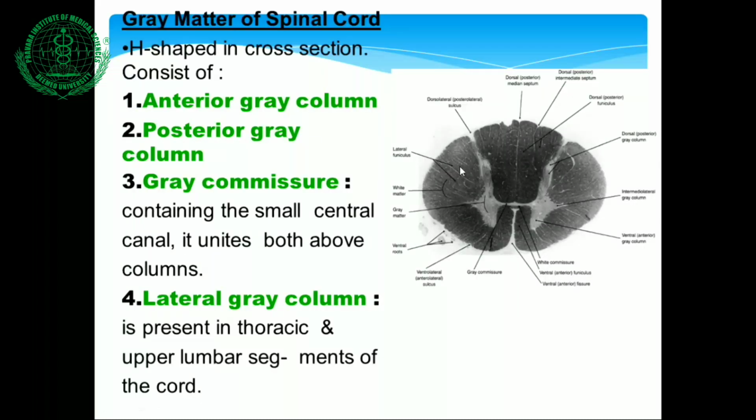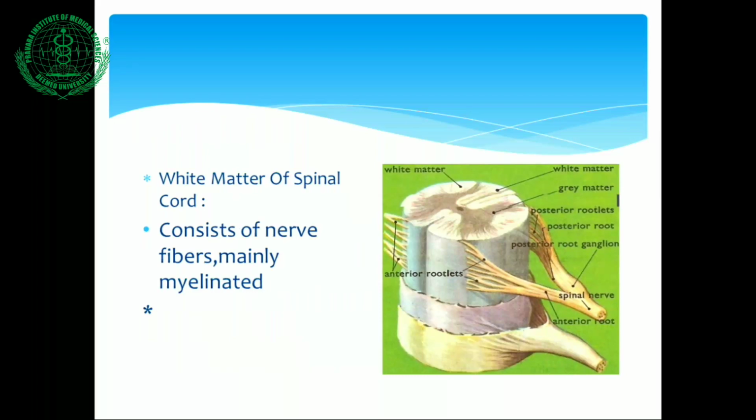The gray matter of the spinal cord consists of anterior and posterior gray columns, then gray commissures and lateral gray column. Then about white matter of spinal cord. The white matter of the spinal cord lies in the peripheral part. The white matter of spinal cord mainly consists of myelinated nerve fibers. The amount of white matter of spinal cord increases from below to above.